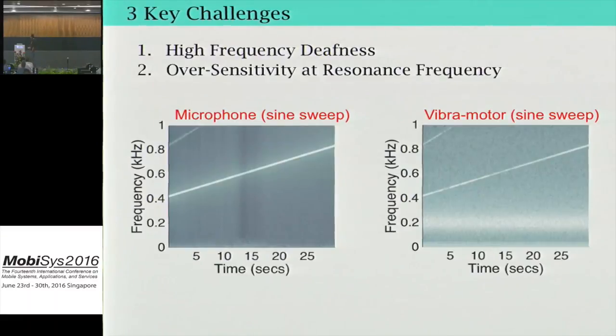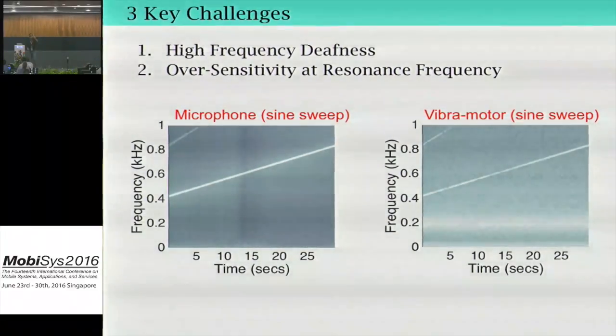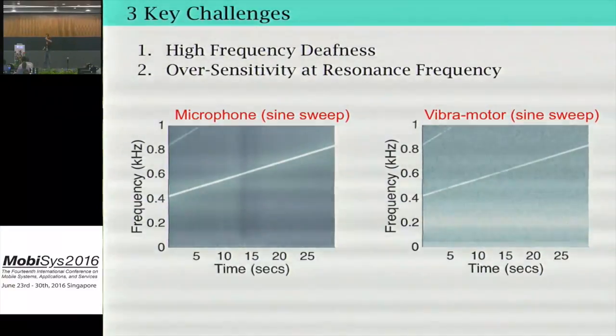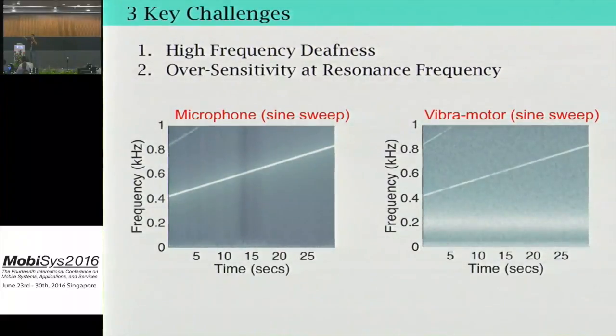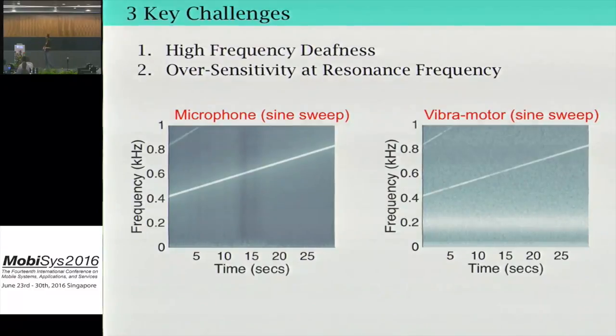decoding it. Second, the vibration motor is made out of a device which has a resonant frequency which is within human speech range. And the resonant frequency is around 200 hertz. And microphones, on the other hand, are very carefully designed so that the resonance frequency of these diaphragms, which actually vibrate inside a microphone, is outside of the human speech range. So that again affects the signal.